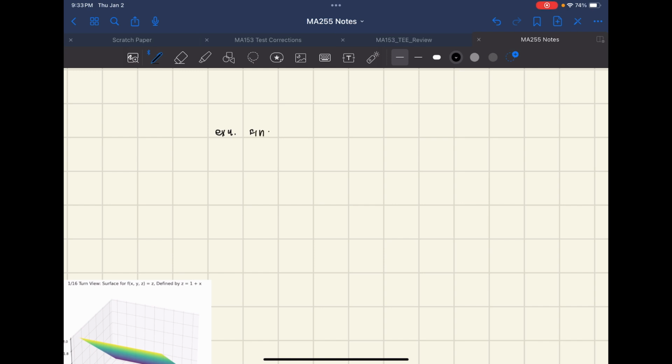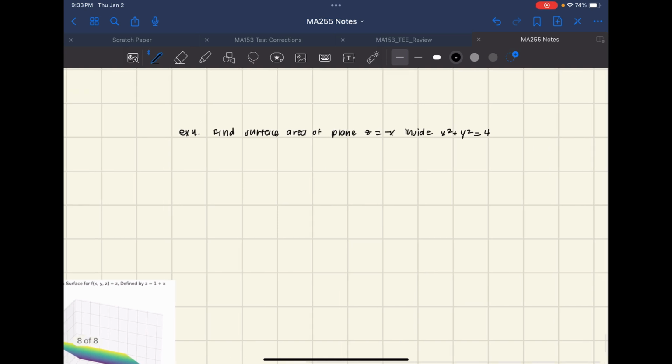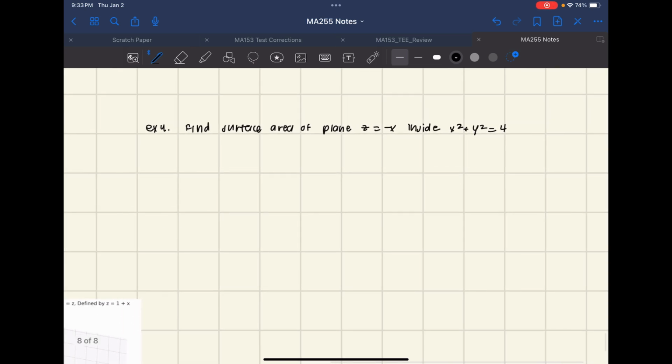So for this one, we're asked to find the surface area of the plane z is equal to negative x inside x squared plus y squared is equal to 4. So from this, we get that our radius is equal to 2, because the square root of 4 is 2. And we're going to start the same way.